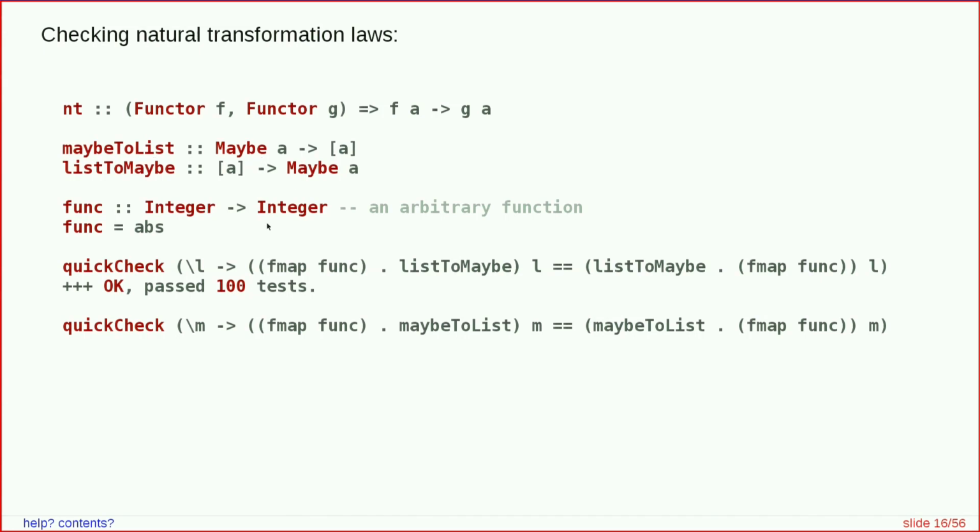So here's a law. If I take a list and convert it to a maybe, and then map some function over it, and I'm just using absolute value here as the function, that is going to be the same as if I take that list, map the function over it, and then go to a maybe. You can run that and it works fine. I've lost the line here, but it also works if you start with a maybe value, convert it to a list and map a function. It works the same way. So both of those are natural transformations. They both obey this rule.